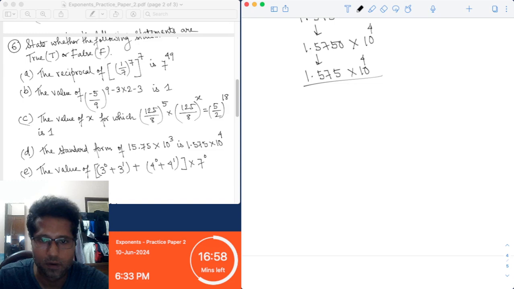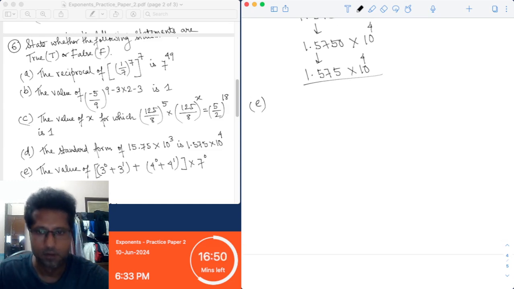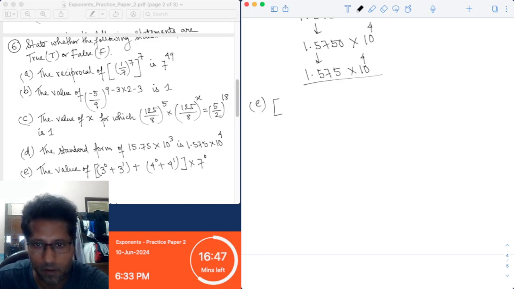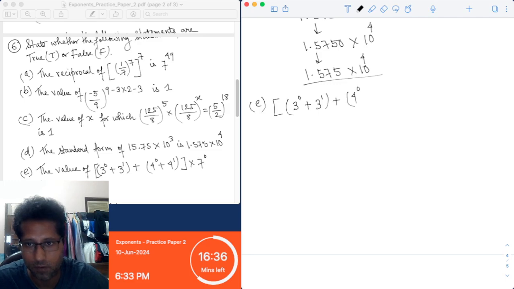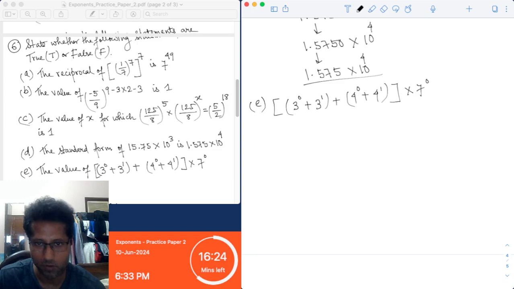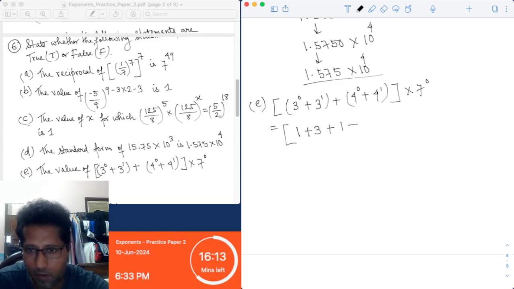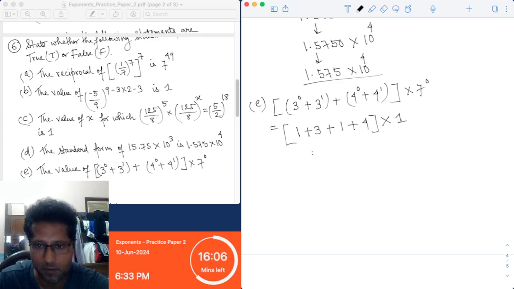Okay, let's solve part E. It is saying the value of (3^0 + 3^1) plus (4^0 + 4^1), and this whole multiplied by 7^0, is 7. We know that any non-zero number raised to the power 0 is always 1. So 3^0 is 1, 3^1 is 3, 4^0 is 1, and 4^1 is 4. Again multiplied by 7^0, which is 1.